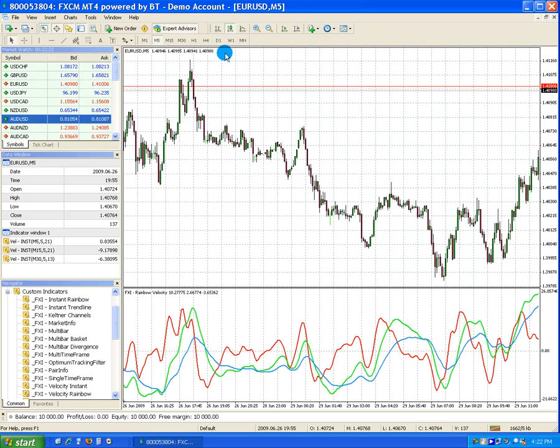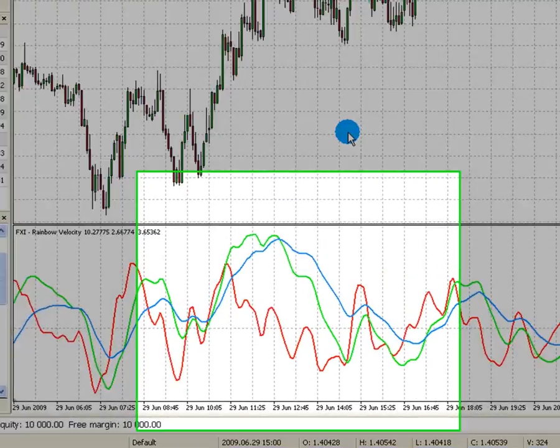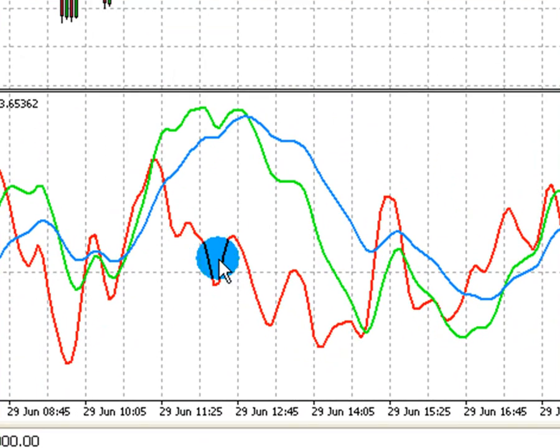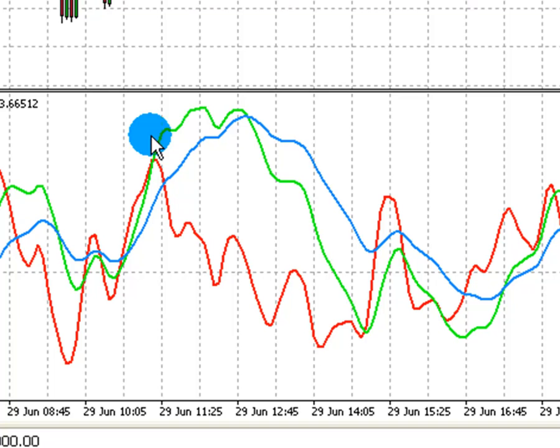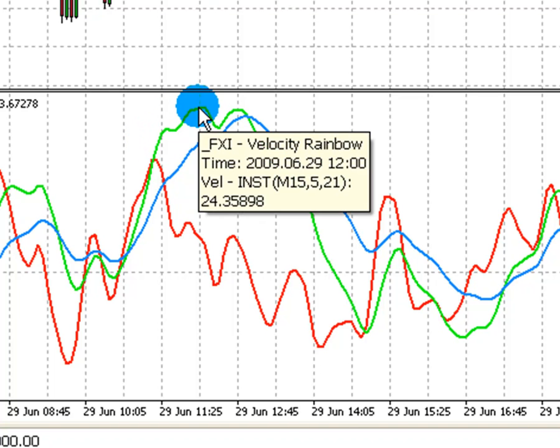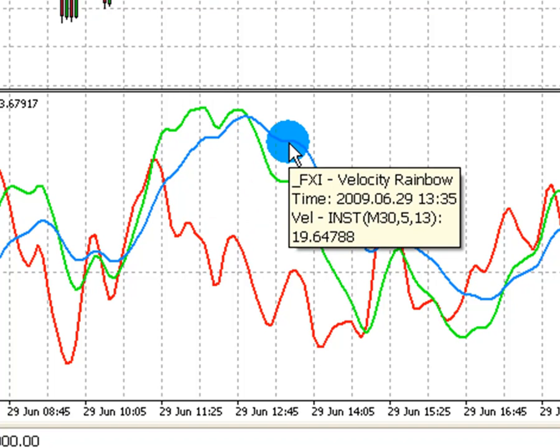So you can see a number of squiggly lines here. Let's get you to the beginning of the chart. The red line is the velocity of the current time frame between its 5-period instant trend line and its 21-period instant trend line. It shows whether it crossed up or down, and how far up or down these trend lines crossed. The green line is the same period look for the 15-minute bar, and the blue line here is what it is for the 30-minute bar.